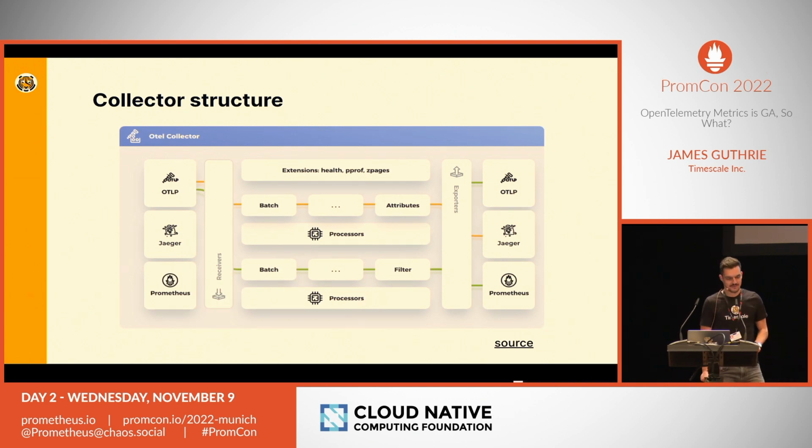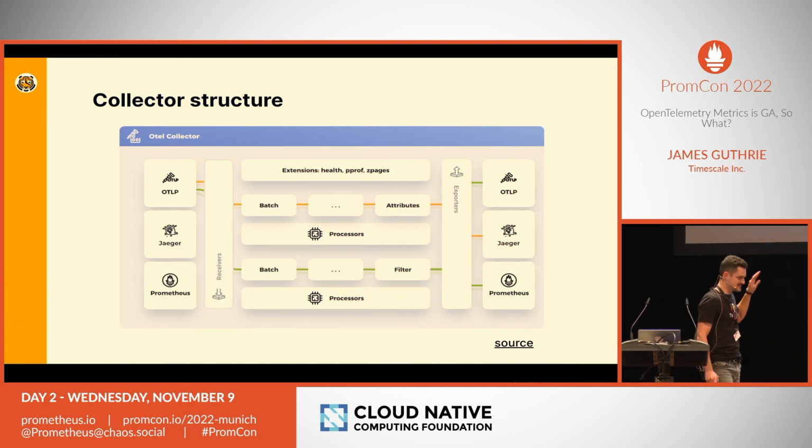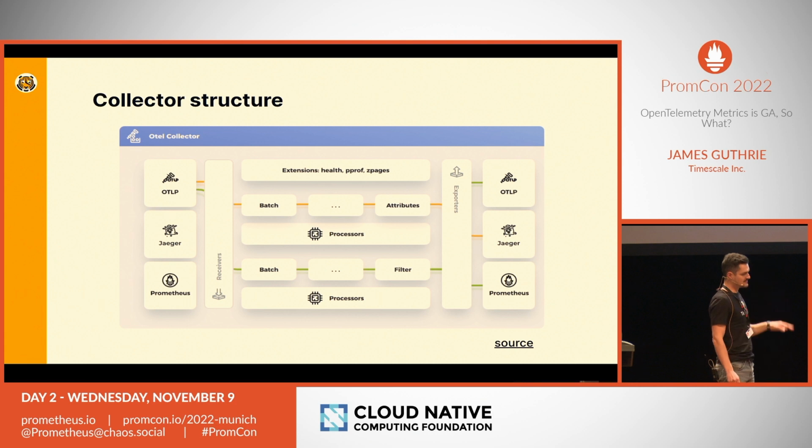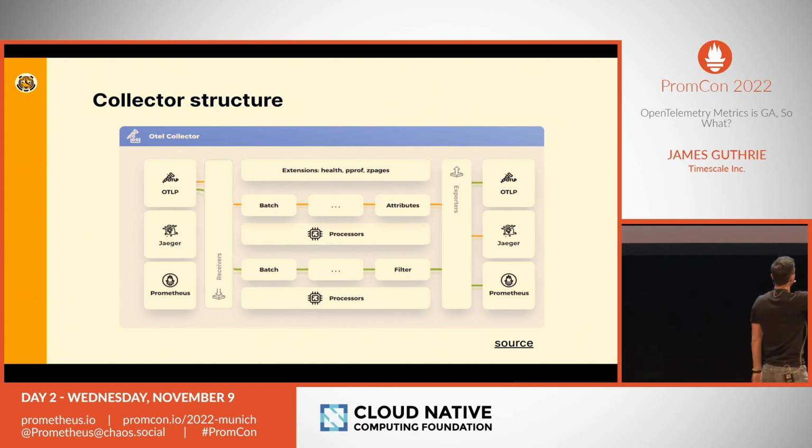How does this work? This diagram I lifted from the OpenTelemetry documentation. It's quite complicated. There are lots of boxes, but let's focus on the simple bits. There's this vertical pillar here. This is called receivers. On the right, we have exporters, and in the middle, there are these processors.